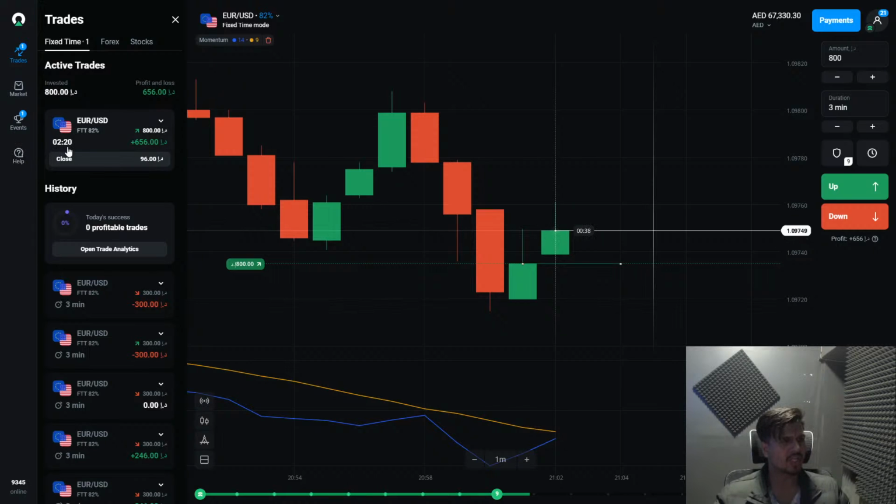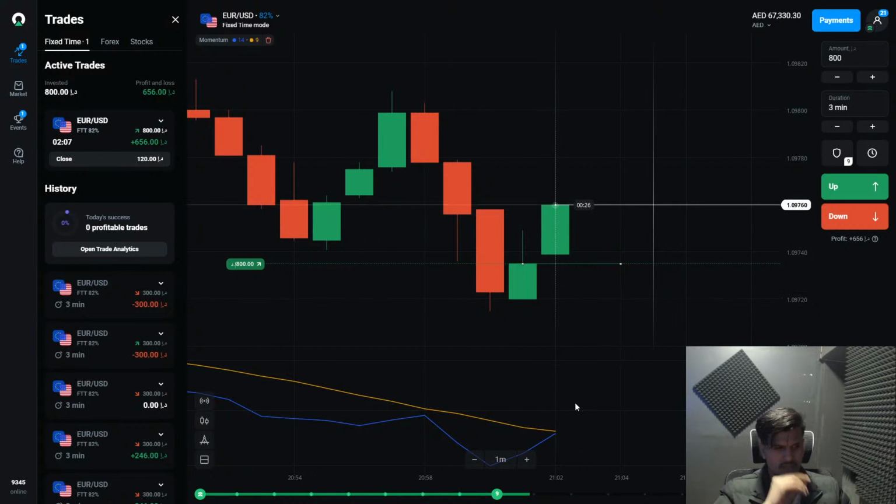Now the time remaining is 2 minutes and 15 seconds. So we have to wait 2 minutes and 15 seconds, and this is still going upward. If it goes like that, then surely we are in profit.